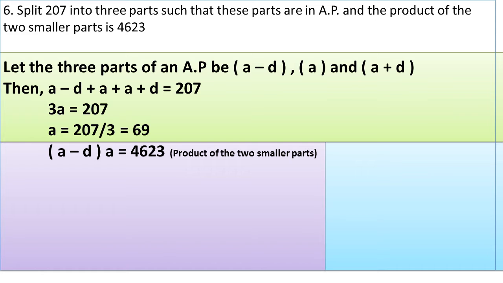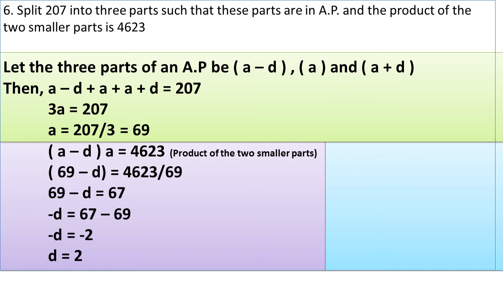These two are the smaller parts, so their product is equal to 4623. A into A minus D will be A square minus AD, which is equal to 4623. You can proceed in this way also, or in the place of A substitute the value 69, then the value of D will be equal to 2.